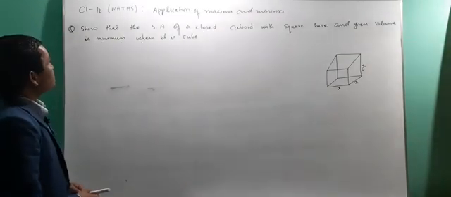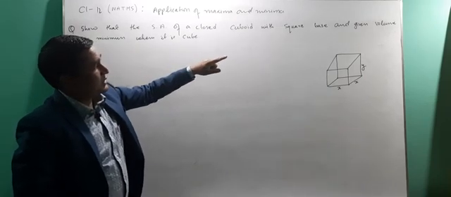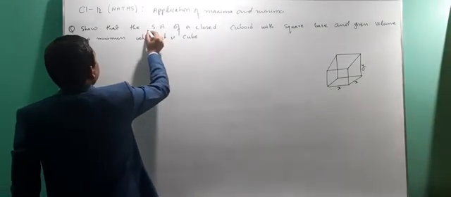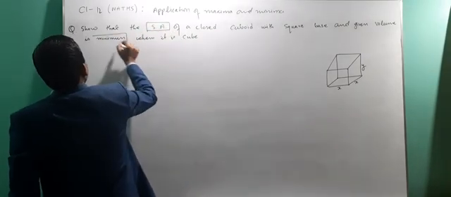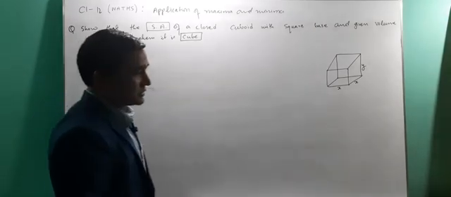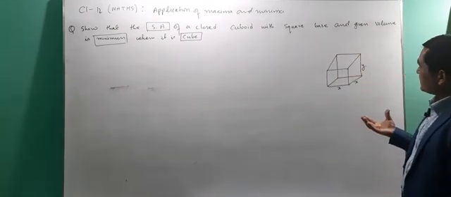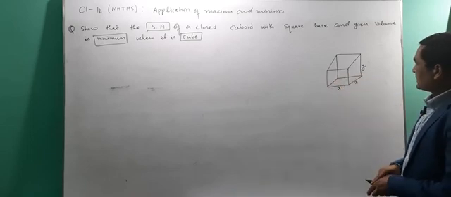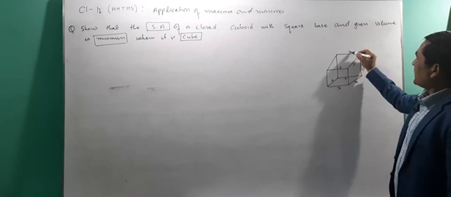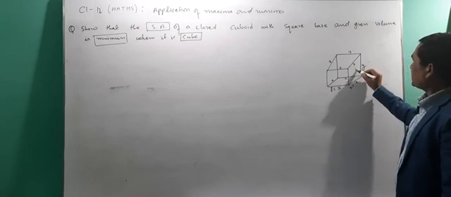Today's problem is to show that the surface area of a closed cuboid with a square base and given volume is minimum when it is a cube. Volume is given, and we have to prove that the surface area is minimum, and then the cuboid becomes a cube. Since the base is square, all its sides are the same. This is x, this is also x. So length equals x, breadth equals x, and height equals y.